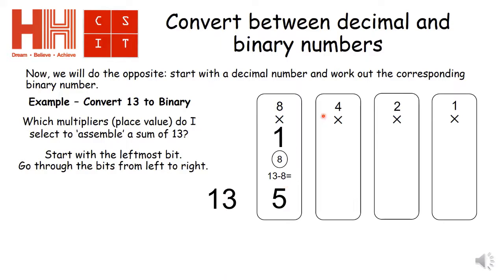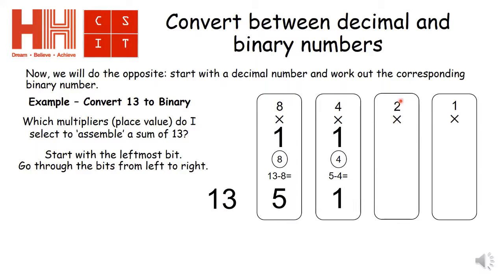I then move on to my next column and say, well, can I use 4 to create a 5? Again, the answer is yes. So I place a 1 underneath it. I calculate my 4 times my 1, and subtract that away from the 5 to leave myself just the 1. I then move to the next bit.